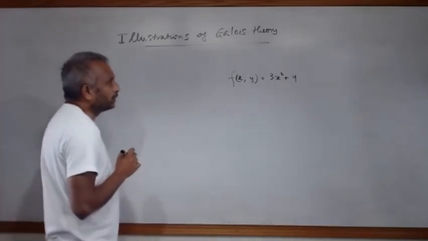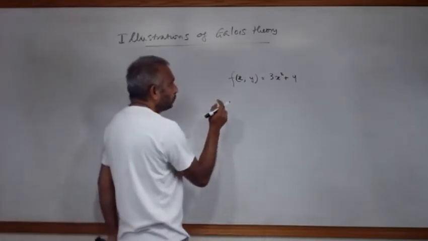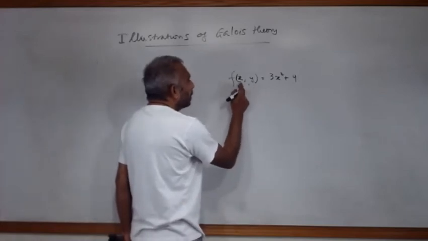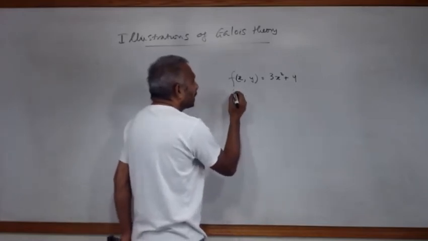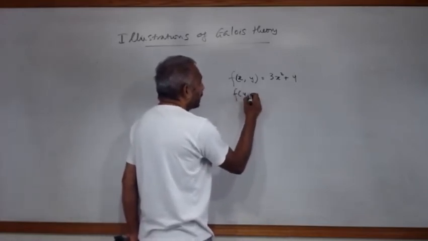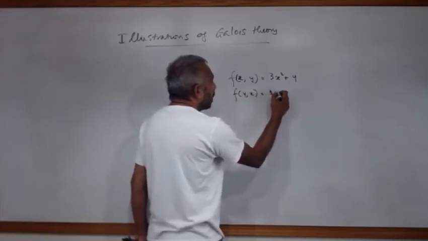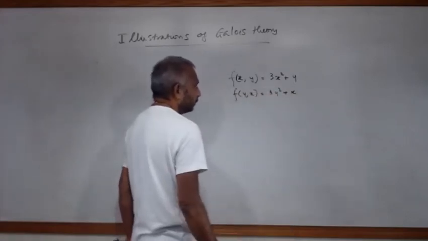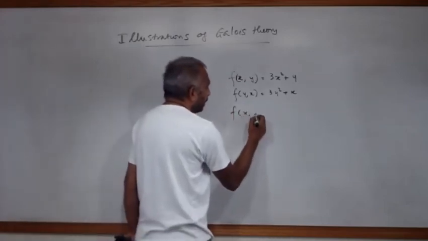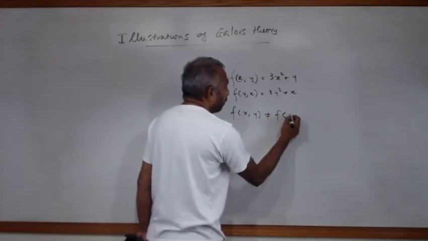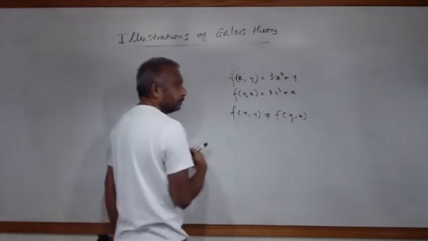So what we do is swap x and y. Replace x with y and y with x. So what happens? f of yx is equal to 3y squared plus x. We know that f of xy is not equal to f of yx in this case.